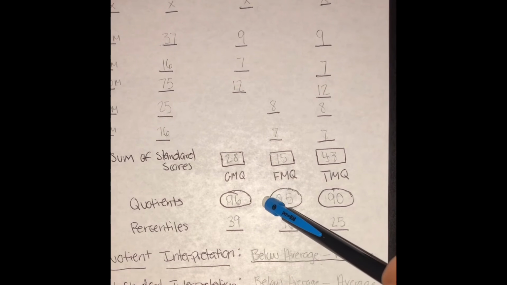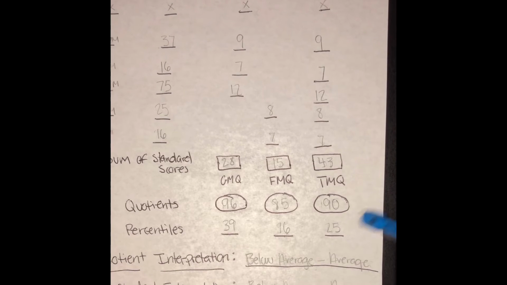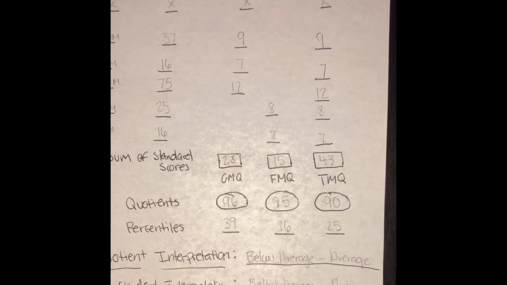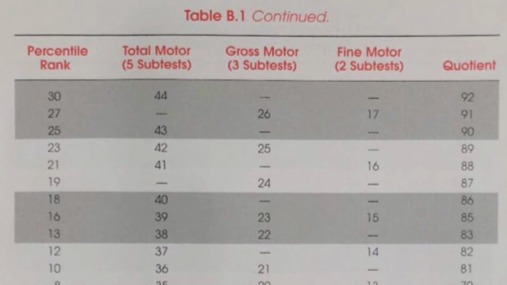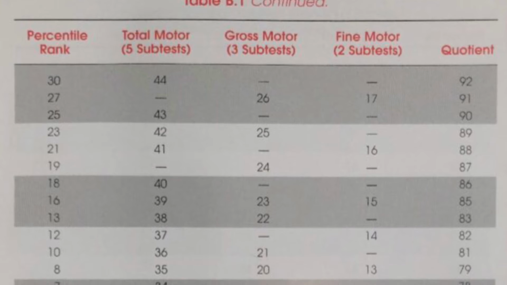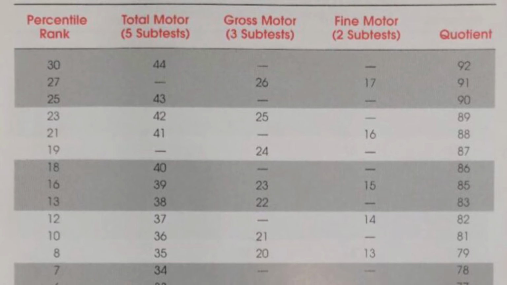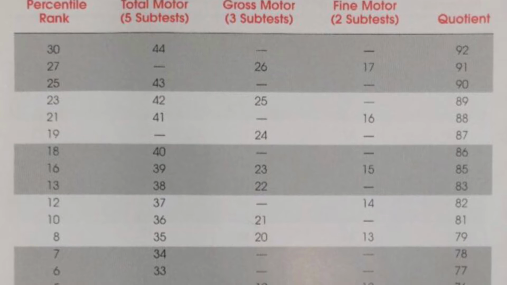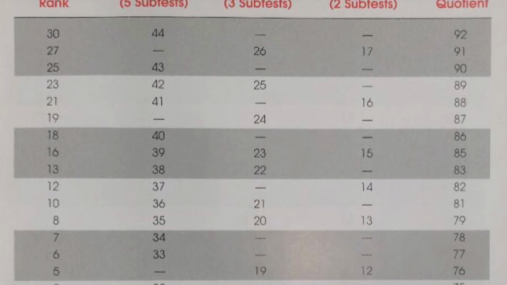Okay, so using Appendix B, you calculate your quotients and then you calculate your percentiles as well. Here I've provided a screenshot of the table I used in order to calculate my quotients and percentile ranks from my sum of standard scores. This table can be found in Appendix B, and I do want to make mention of the fact that percentile ranks is found in Appendix B, while percentiles are found in Appendix A.